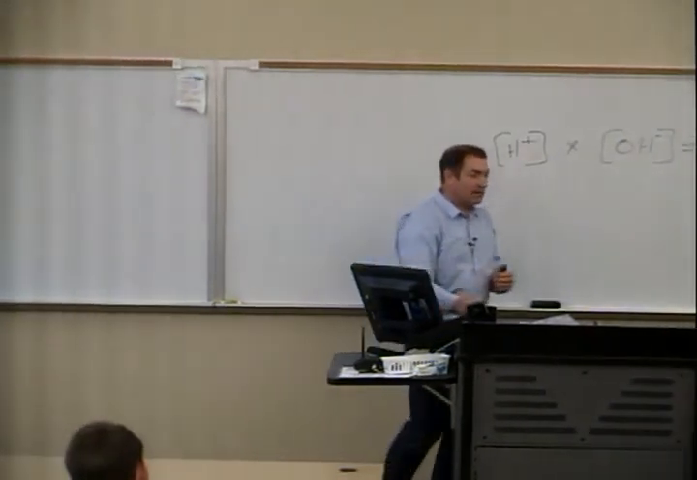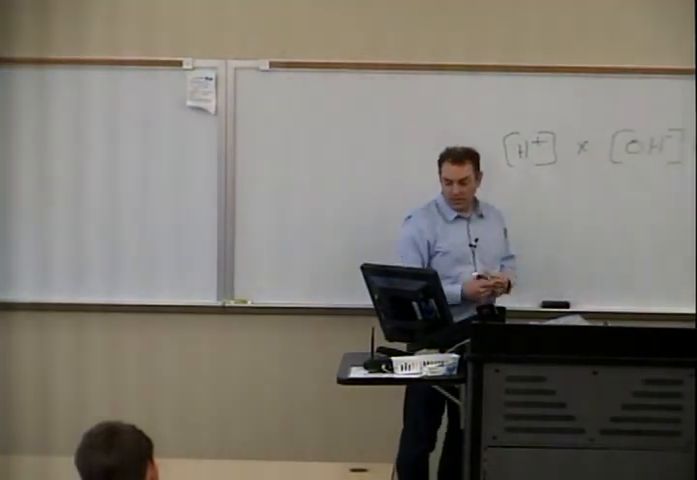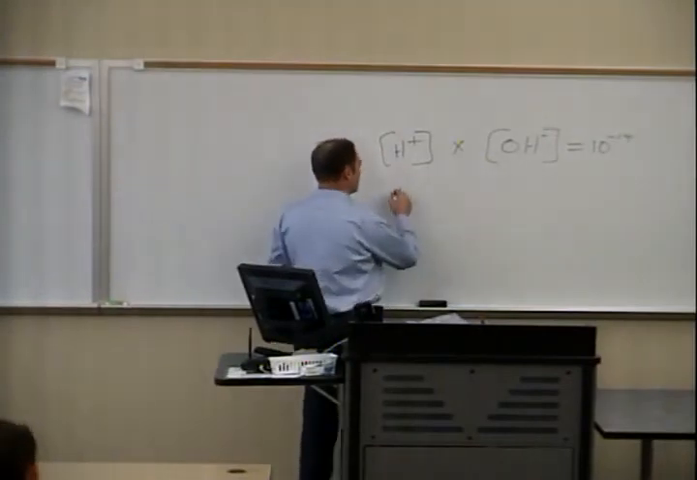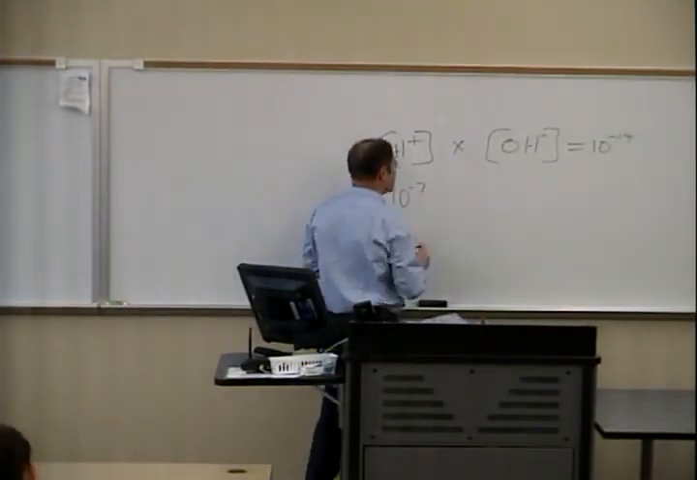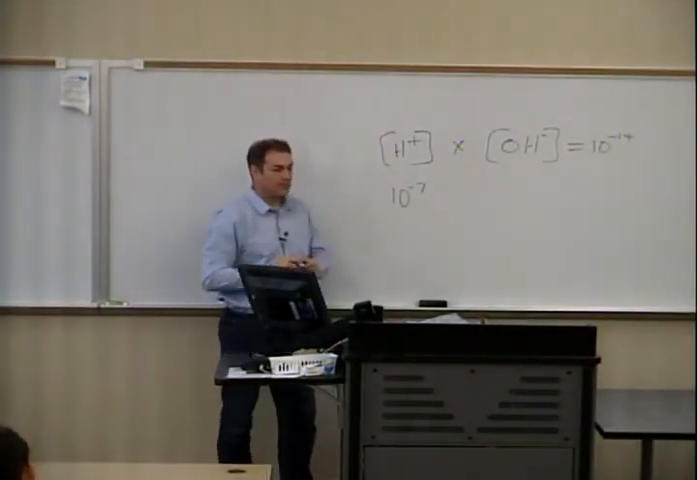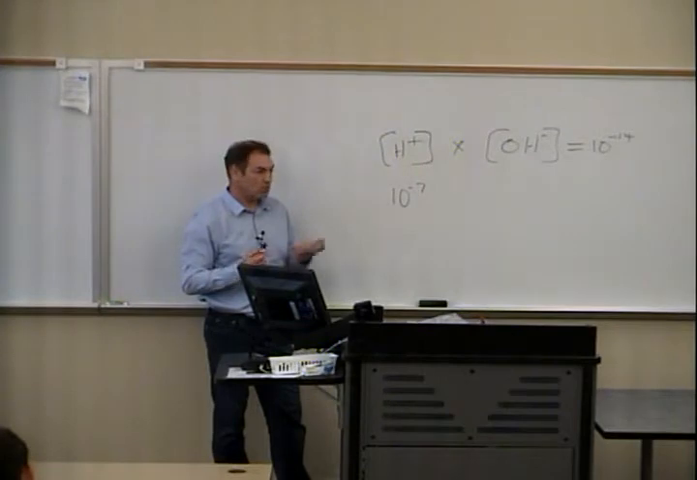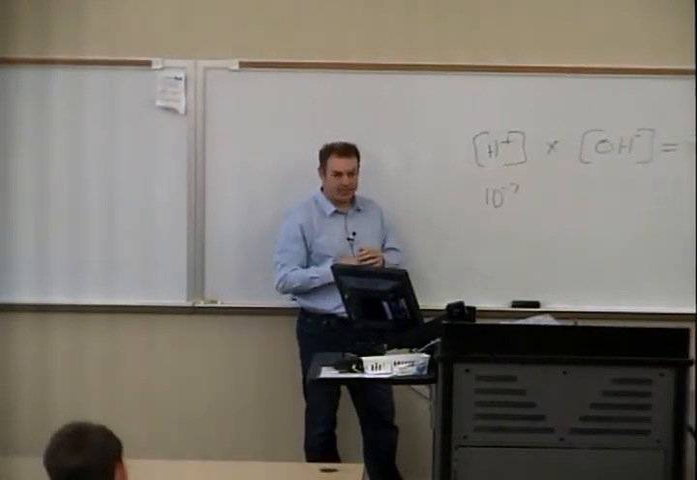Now, in pure water at 25 degrees Celsius, the hydrogen ion concentration is 10 to the negative 7. Right? There's 1 times 10 to the negative 7 hydrogen ions per litre of water. That's just the way it is.